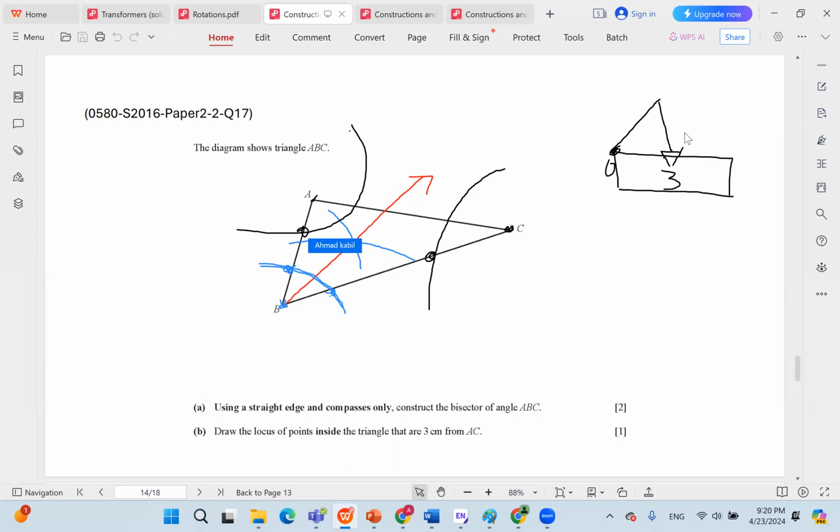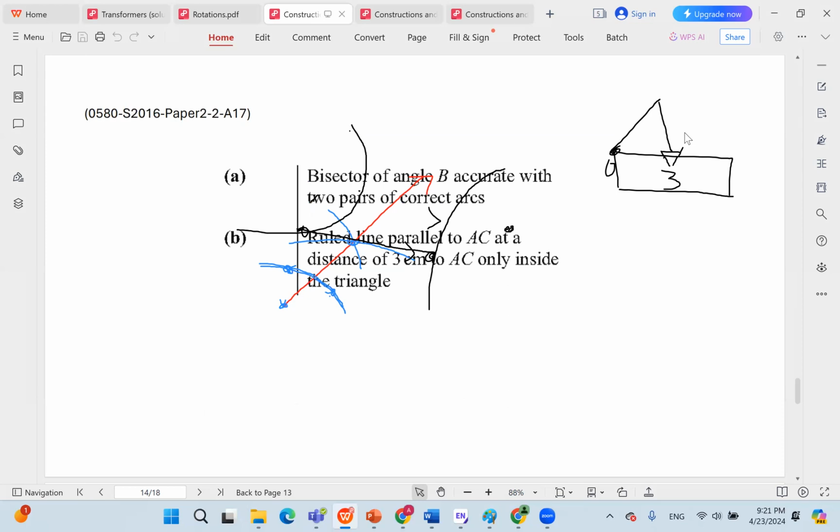Now that we have our second point, we use a ruler and we join the 2 points together, hence obtaining a line parallel to AC and 3 centimeters away from it. So this is our second line. Of course, by chance, it met with the point of the angle bisector, but this is, again, a rough sketch. This will not actually happen in the real problem.